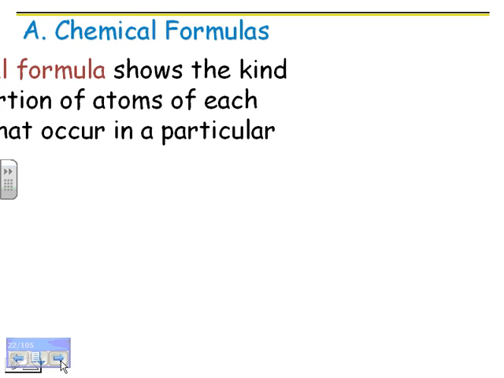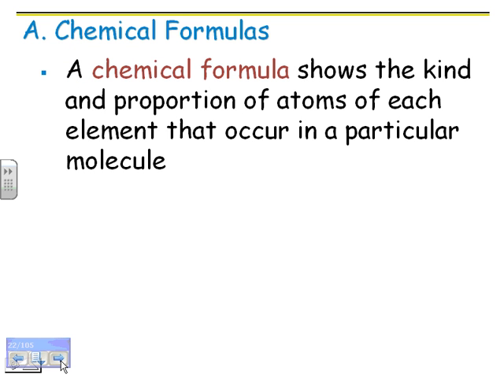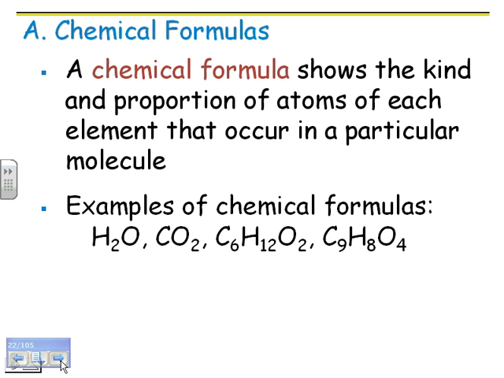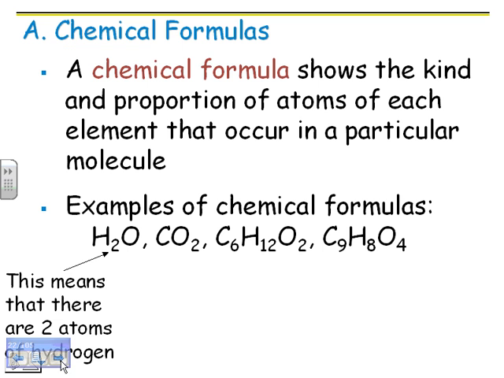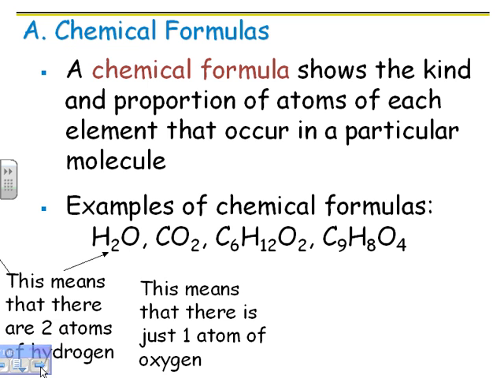The first thing we should look at are chemical formulas, and I think most of you have looked at this before. A chemical formula shows the kind and proportion of atoms in each element that occur in a particular molecule. So for example, H2O, this means that there are 2 atoms of hydrogen and 1 oxygen, because if you don't write a number there, you just assume it's the number 1.